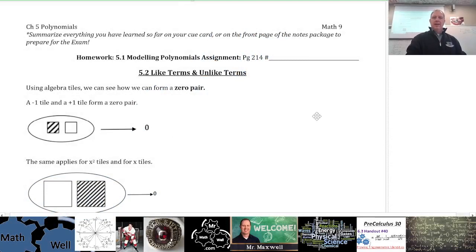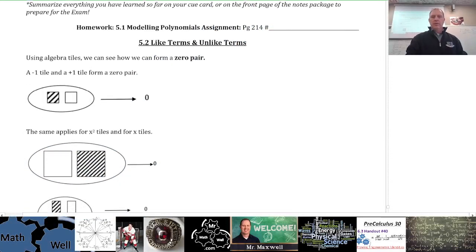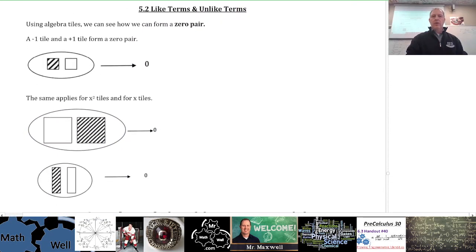All right, so let's take a look at 5.2. We took a look at polynomials in 5.1. We took a look at algebra tiles, the second half of 5.1, and we're going to use that concept again of algebra tiles to help us understand how to add and subtract, collect like and unlike terms.